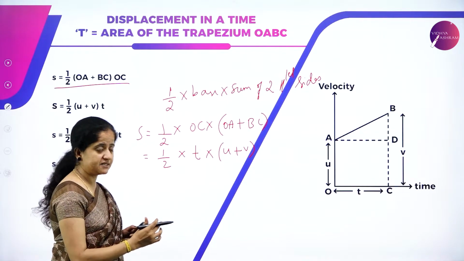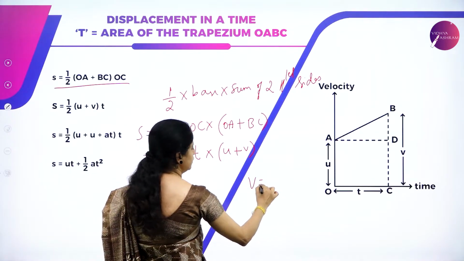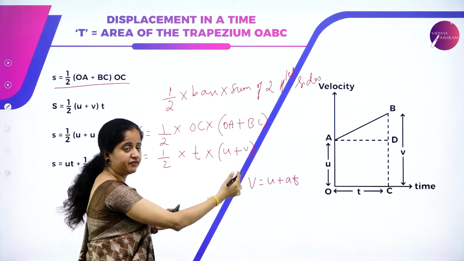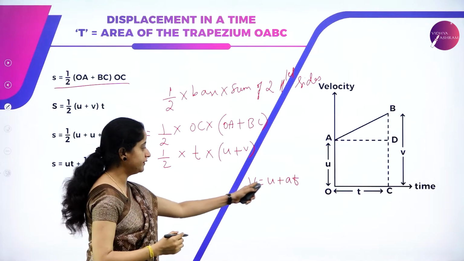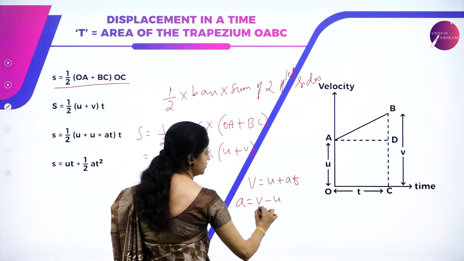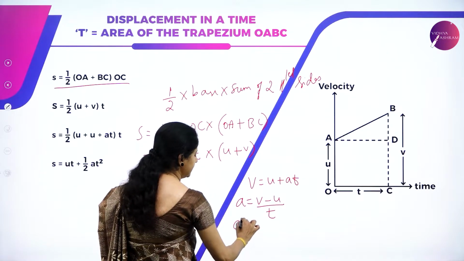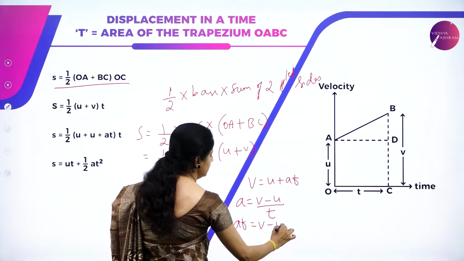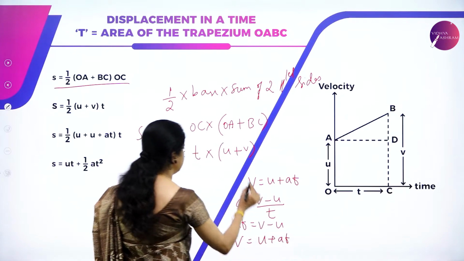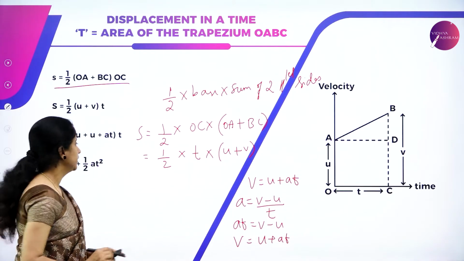How to simplify this? We know V is equal to U plus AT. So let us substitute this in the place of V for further simplification. How do we get this? Because we know acceleration A is equal to V minus U divided by T, or AT is equal to V minus U, or V is equal to U plus AT. So in the place of V, let us substitute U plus AT.